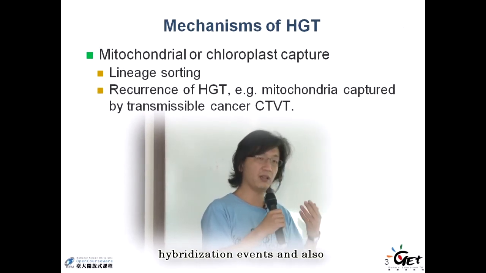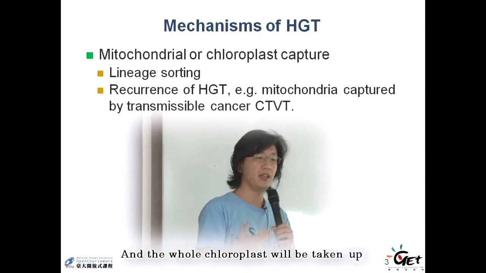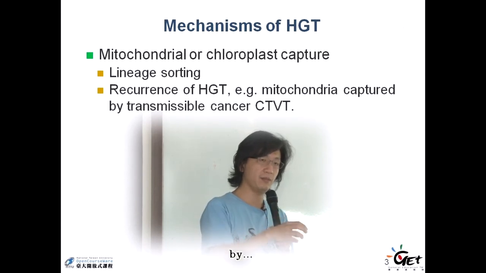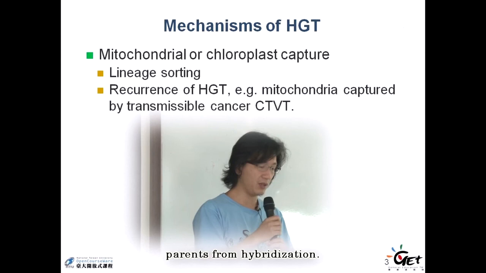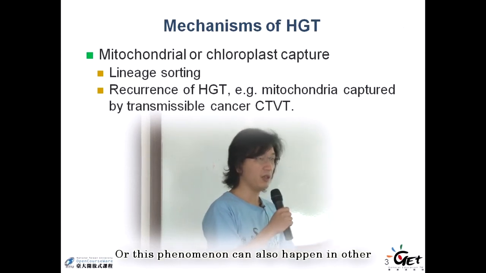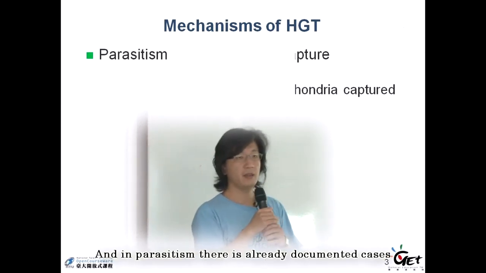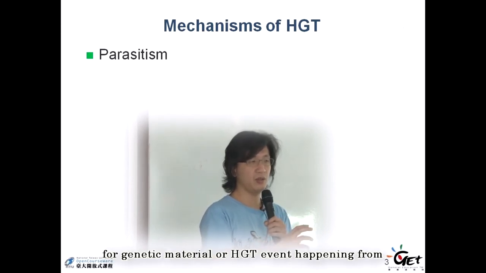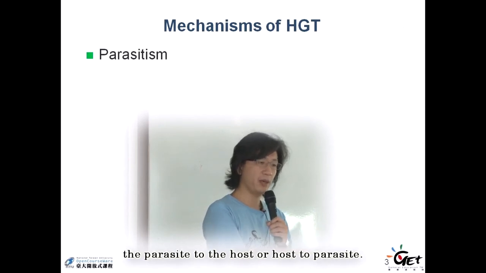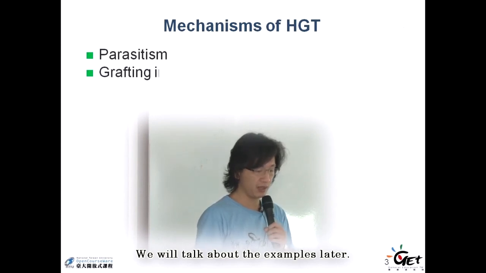And in some cases there is a hybridization event, and after that there is chloroplast capture in plants, where the whole chloroplast will be taken up, also due to lineage sorting, from one of the parents of the hybridization. This phenomenon can also happen in other cases like grafting or parasitism. And in parasitism, there are already documented cases of genetic material or HGT events happening from the parasite to the host or from the host to the parasite. And we'll talk about the examples later.